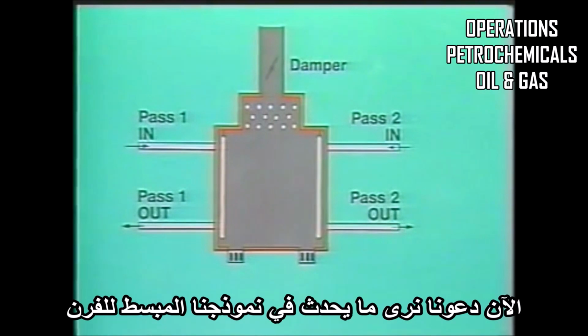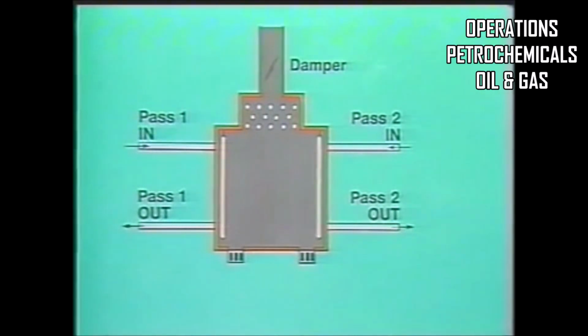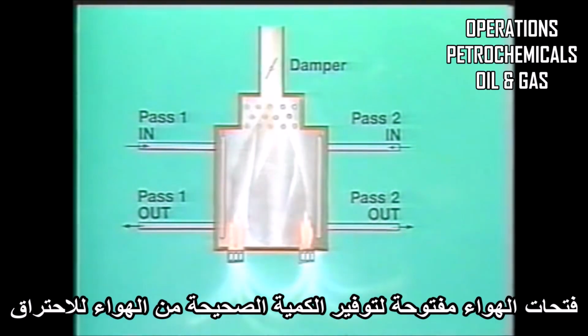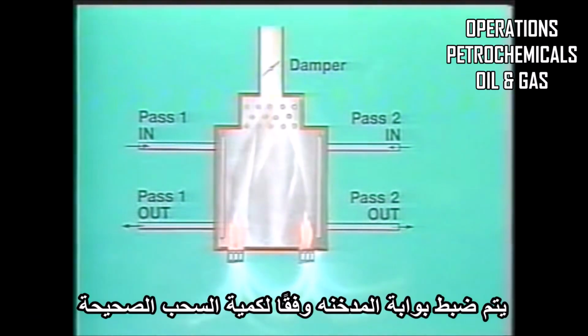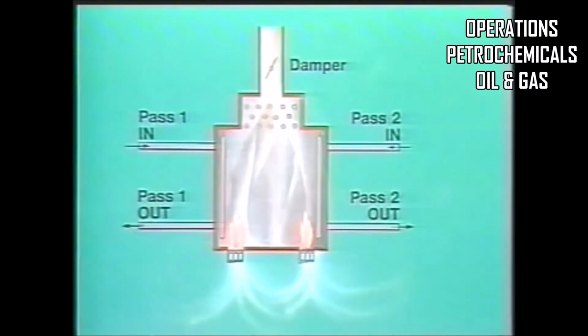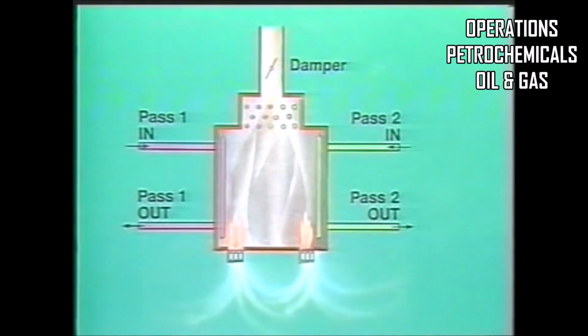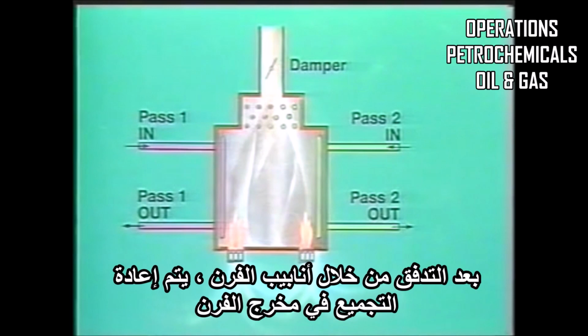Now let's see what happens in our simple model of a furnace. The air registers are open to provide the correct amount of air for combustion. The damper is adjusted for the correct amount of draft. The feedstock is pumped into the furnace and divided between the passes. After circulating through the tubes of the furnace, the feedstock is rejoined at the outlet of the furnace.